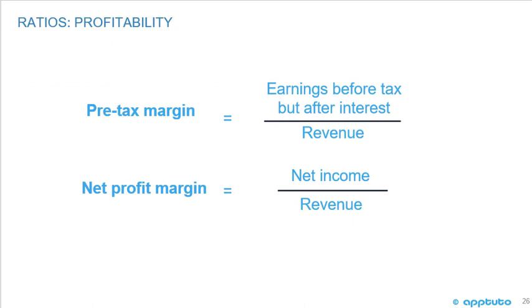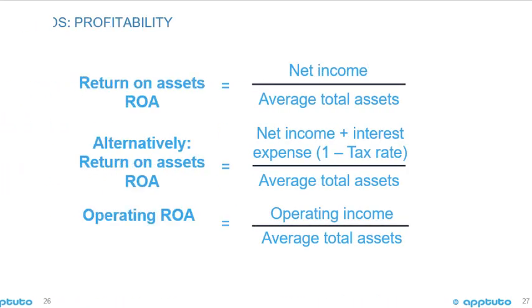Two more ratios on profitability very quickly. Pre-tax margin, it's just the earnings before tax divided by revenue. Net profit margin is our net income divided by revenue. Now we're looking at some of our return ratios with regards to profitability. Return on assets, net income from the income statement divided by average total assets. Again, that's on the balance sheet, so we're using the average, okay?